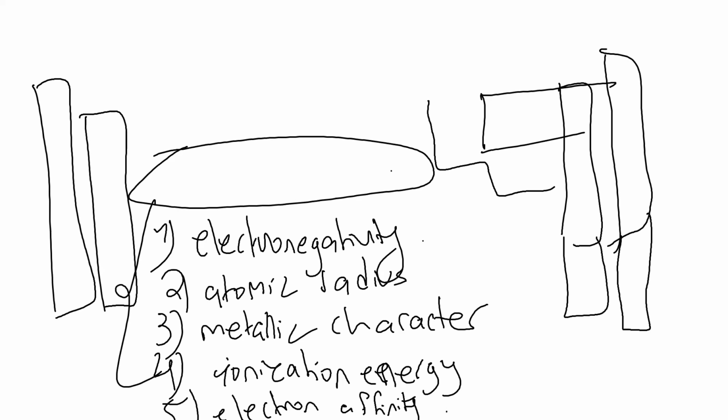So electronegativity is the ability of an atom to attract an electron. Which element has the highest electronegativity in the whole periodic table? It's fluorine. And the lowest electronegativity in the periodic table is here, cesium.